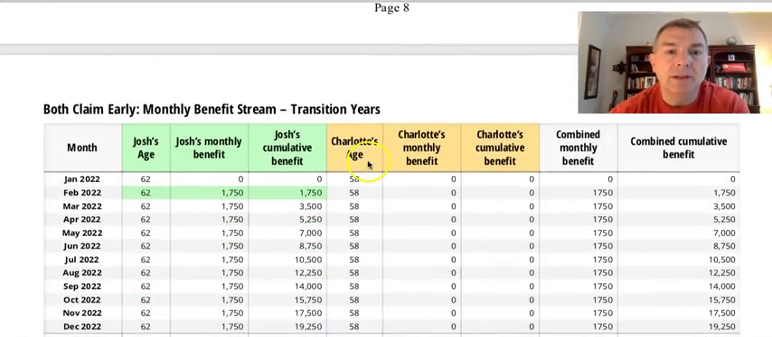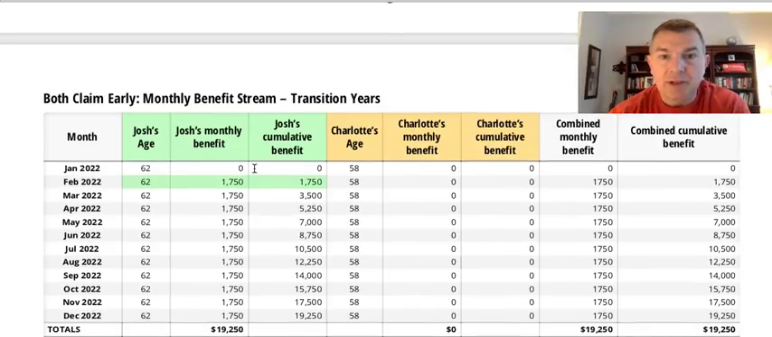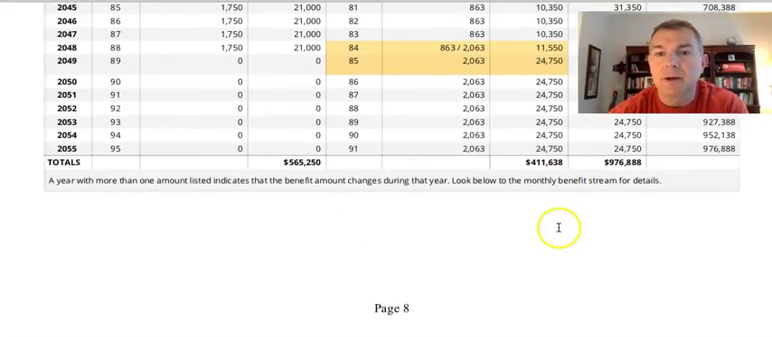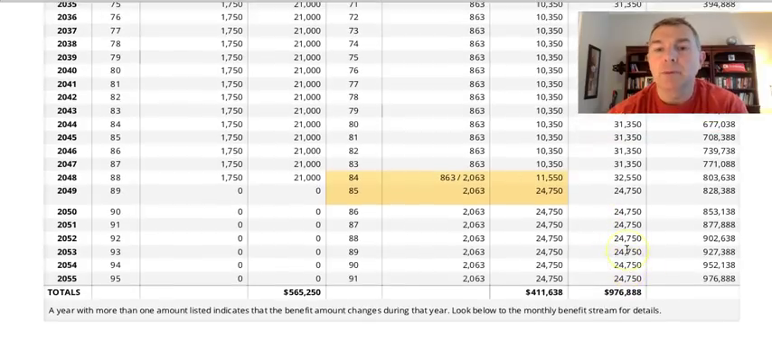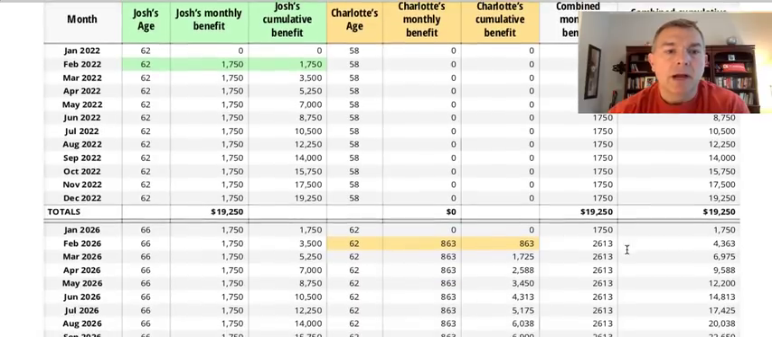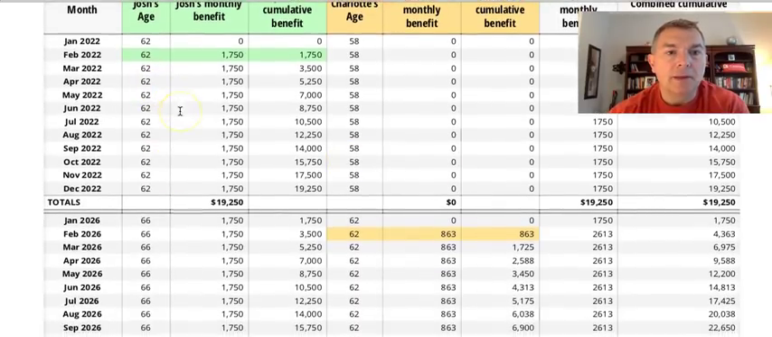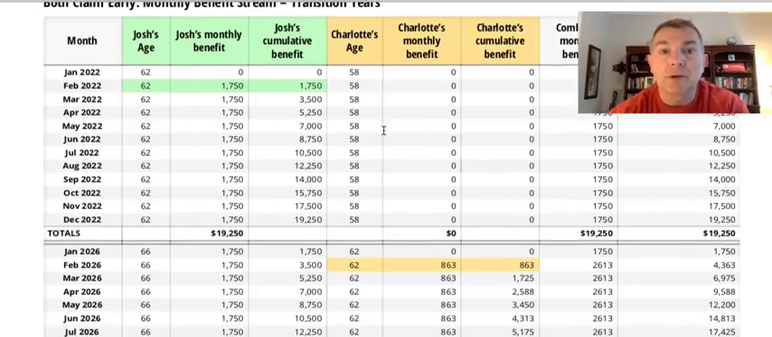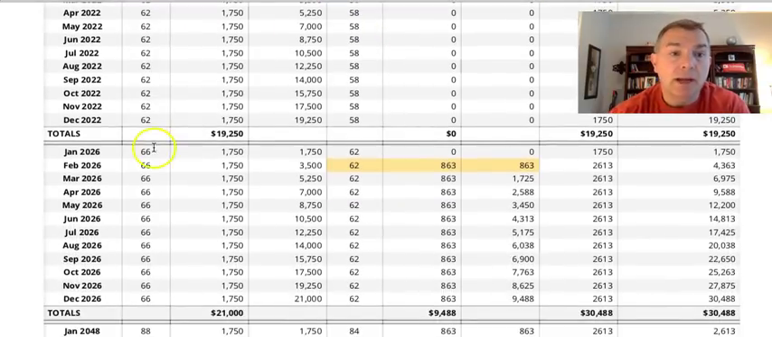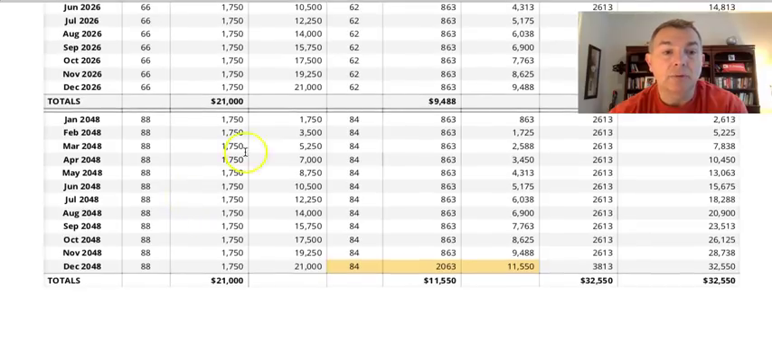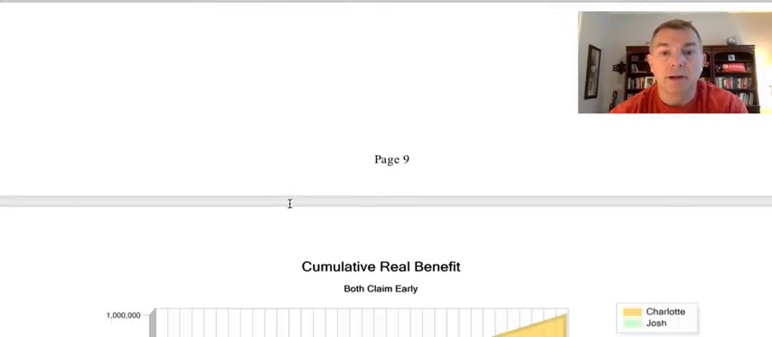If we keep going down, at the transition years, we'll see our cumulative benefit, and I actually like the cumulative benefits right there. The monthly benefit and the annual benefit, I like that too. Anyway, we'll just keep going down here. All right, so you see they do it by month, and they'll say by when I turn 62, that's how much I'll get my first year. But Charlotte will be only 58. When I turn 66, that's when she turns 62, which is when she'll start receiving benefits. Then at my death, we'll show it here as well. So that's pretty cool. I love it.